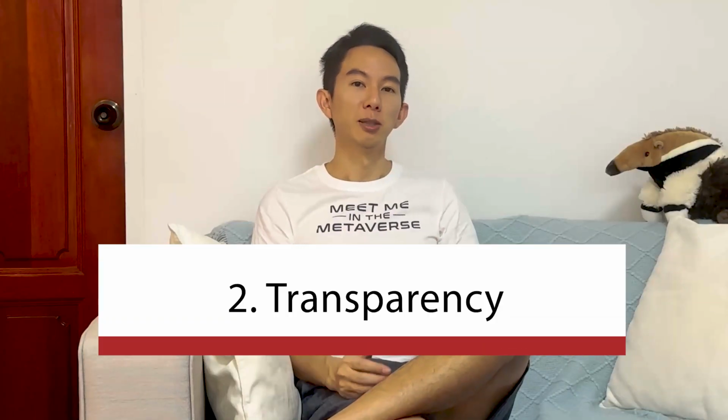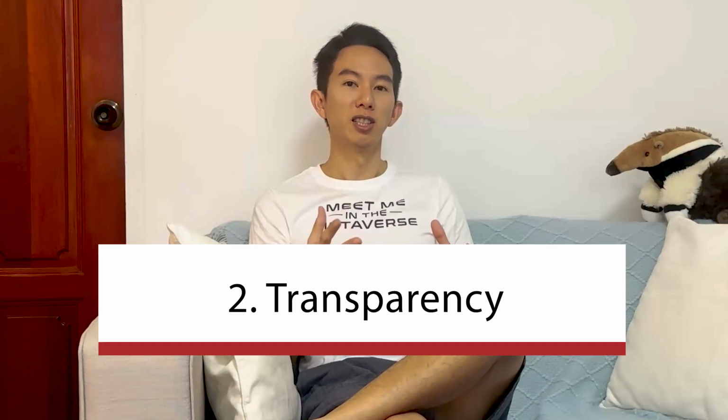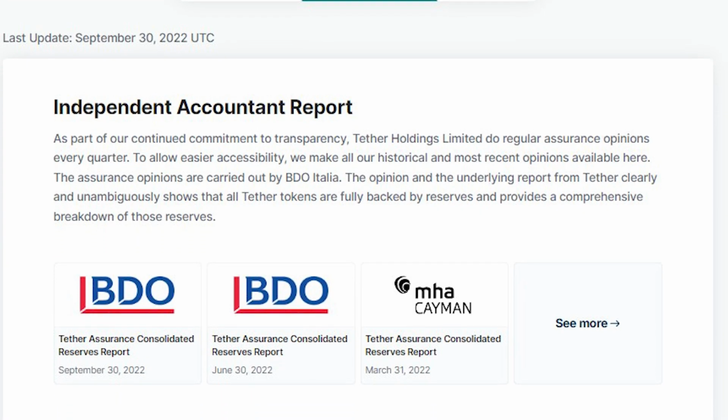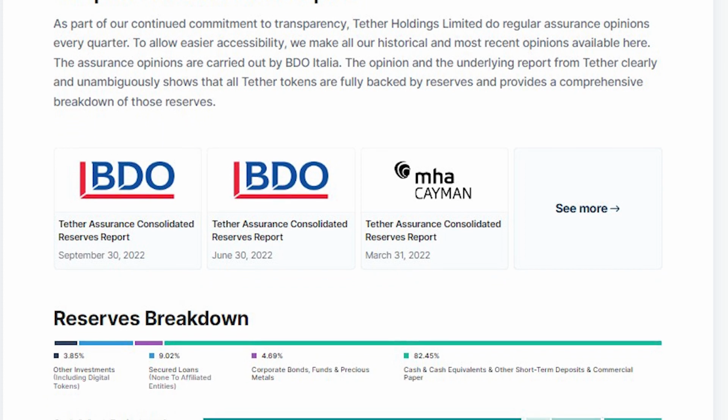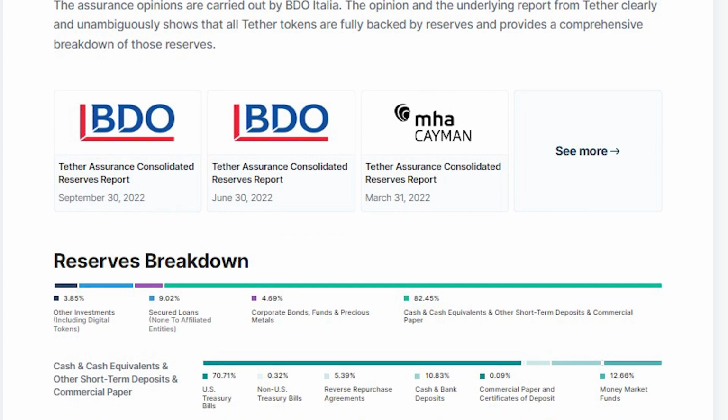Number 2. Transparency. Tether is very transparent in its accounts and reserves, and it has audited financials provided by Tether Limited. No doubt, Tether is one of the most transparent cryptocurrencies on the market today. The company even provides an audit report that details how much USDT there is in circulation and where it came from, which means you can rest assured that your money isn't being used for anything unethical.